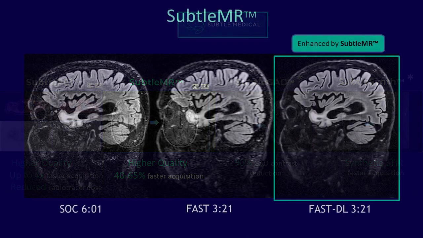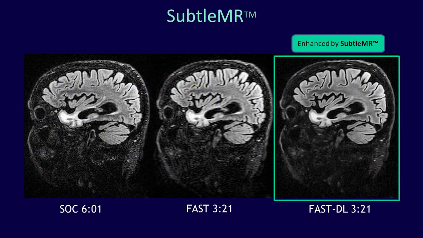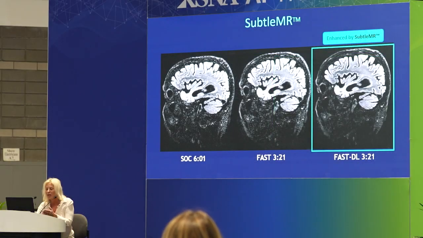Let's take a look now at subtle MR. It's the same sort of idea, the standard of care on the left, that fast in the middle. We've reduced the time about in half, and then we apply deep learning, and we have a big bump in signal to noise and contrast to noise.